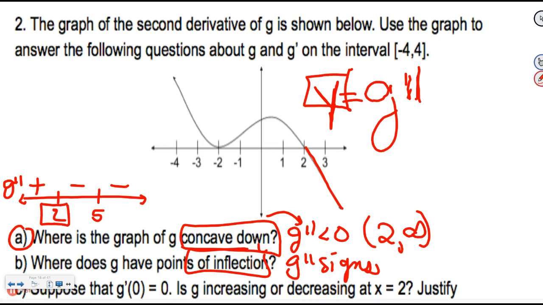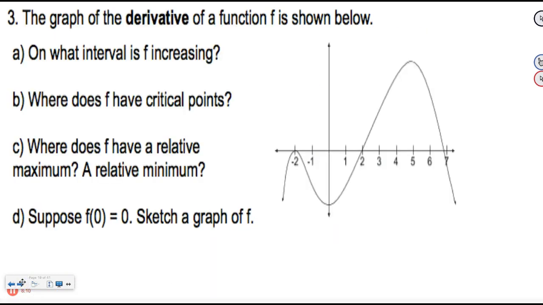So I need my y values to change signs. Y is positive, positive, positive, positive, positive, which means g double prime was positive, which means g was concave up. So right here at 2 is where we had a sign change in g double prime. We won't do part C, we'll do that one in class at some point.